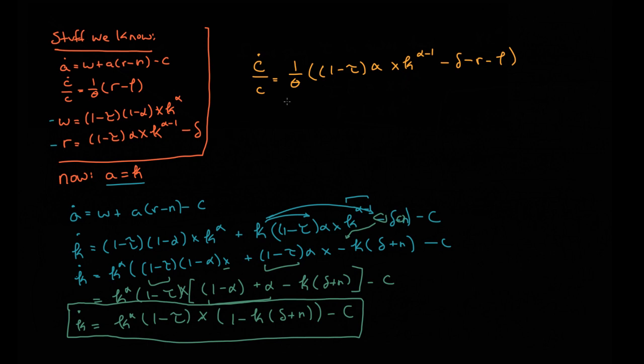And there's not a lot we can do here. I think this is just how it looks. I'll double check the answer, but I don't see any simplification to do. So I think our system of equations is just going to be this one and this one. Is k alpha 1 minus tau x times 1 minus k delta plus n minus c. And those are our differential equations.